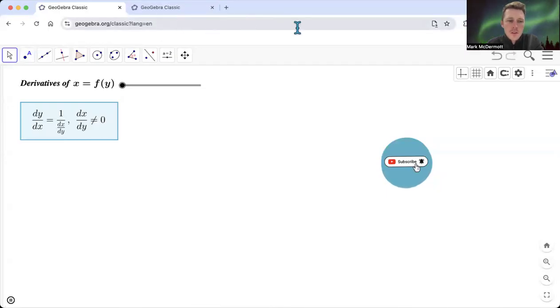We're looking at derivatives of x being a function of y. When x is a function of y, we can apply some different strategies to find the derivatives. The first thing we can say straight away is a very interesting and, in some ways, contentious result: we've got dy/dx and we're going to treat this as a fraction. So the derivative dy/dx is equal to 1 over dx/dy. If you take the reciprocal of dx/dy, you'll get dy/dx, assuming dx/dy is not equal to 0.